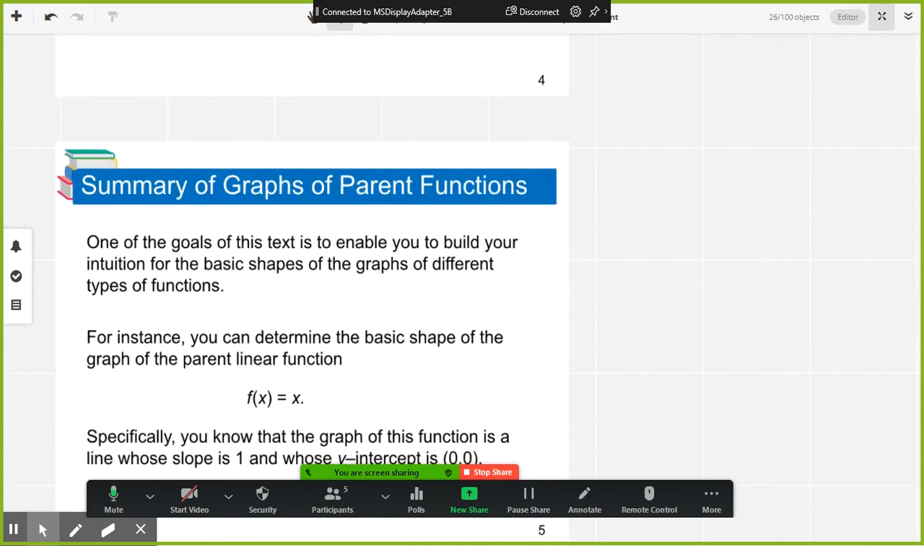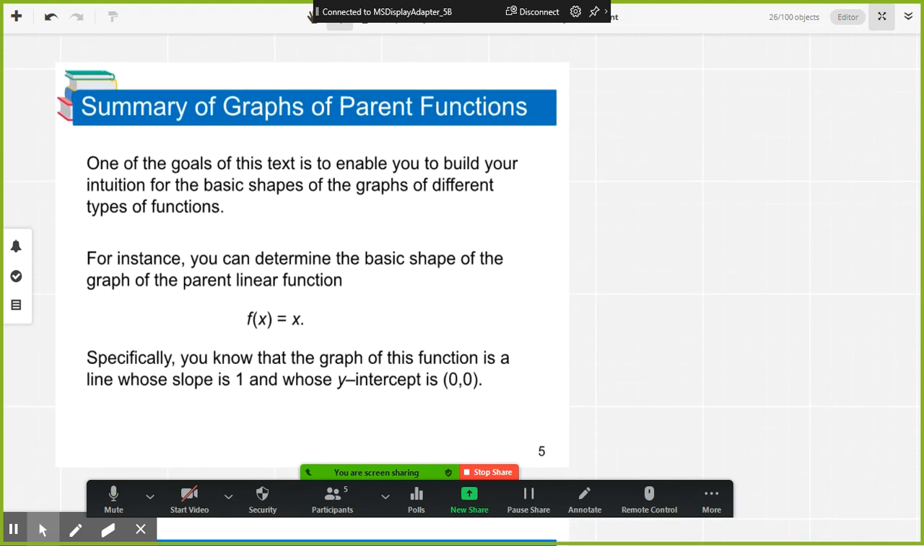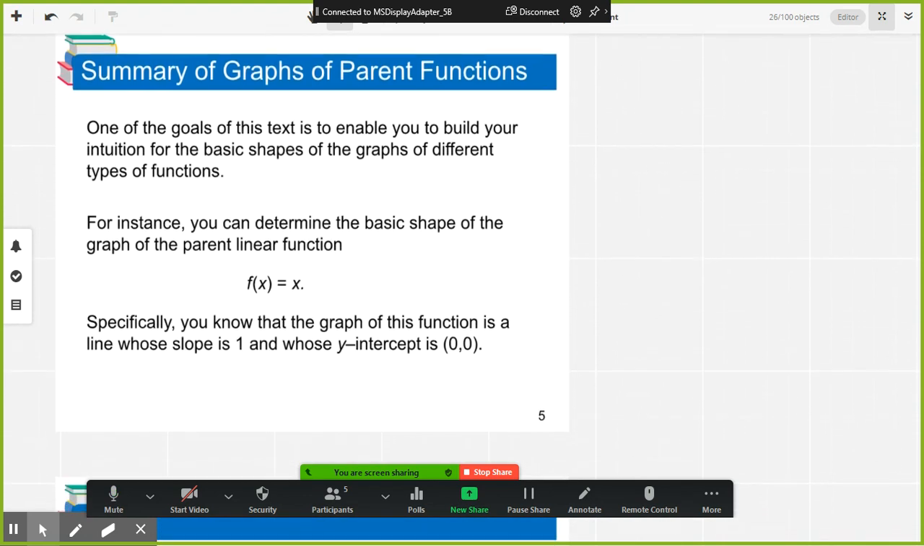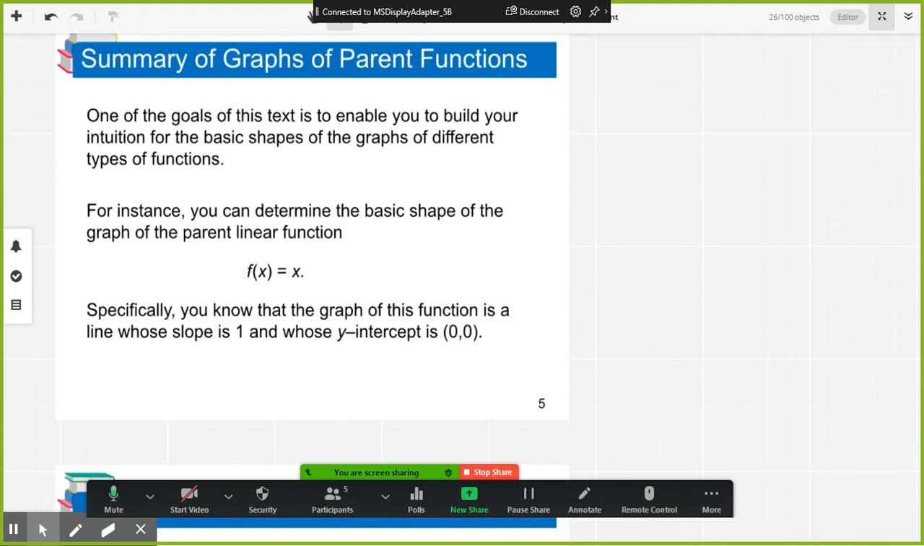So we're going to talk about some of that again in this, but one of the goals is to enable you to build your intuition for the basic shapes of the graphs of different types of functions. So what we're basically saying is we want you to learn these parent functions so that if you look at an equation, you have an idea right off the top of the bat of what the graph should look like.